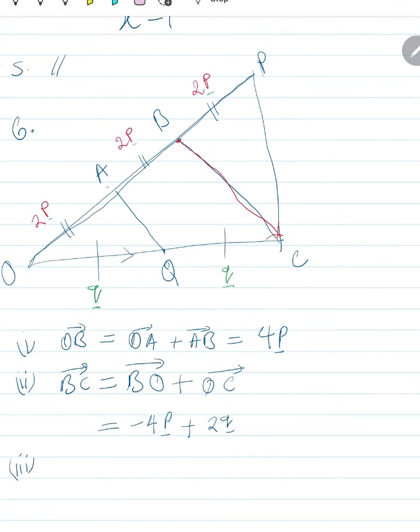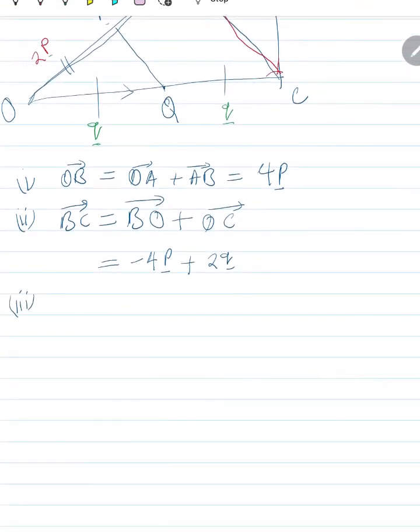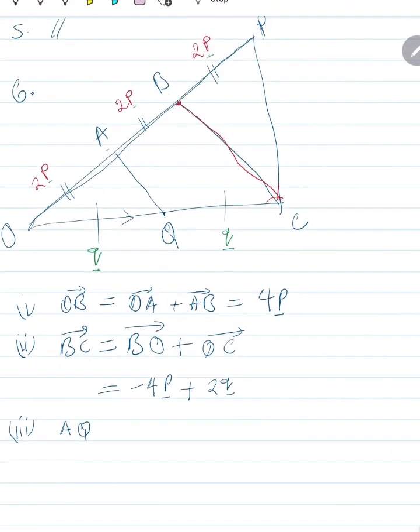Okay, number three is AQ. So what is AQ? AQ is here. How do we move? We are at A, so from A we can go to O, then from O we can go to Q.